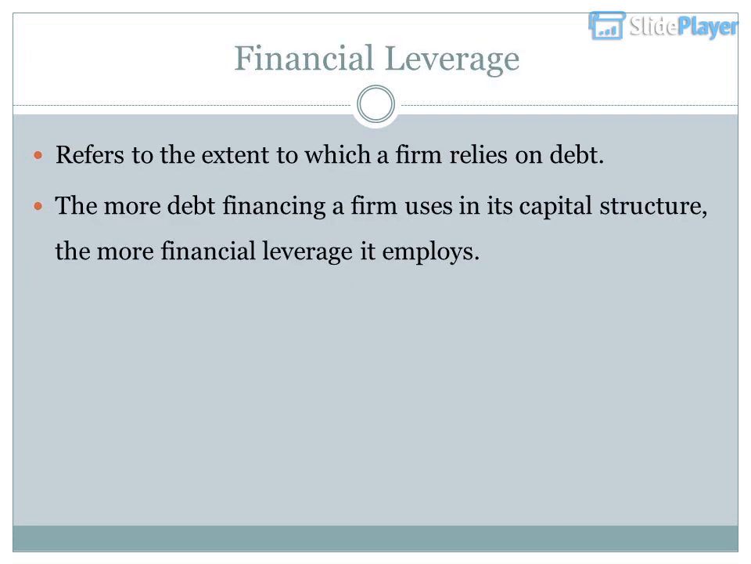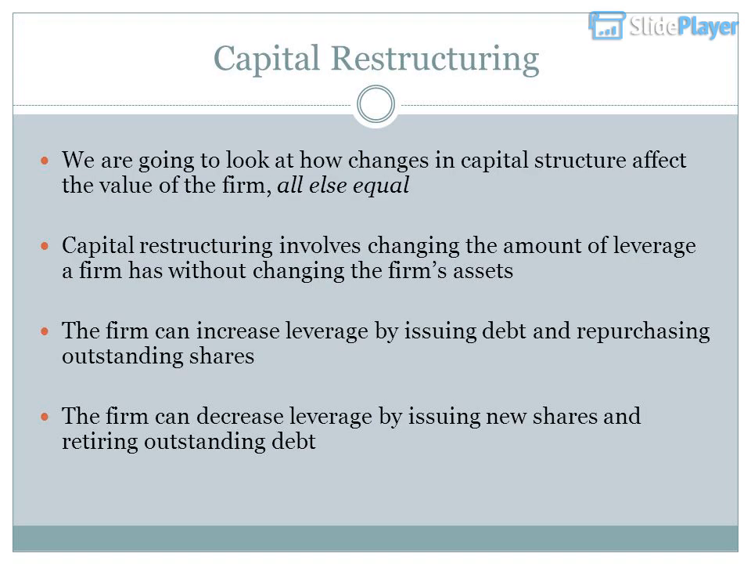Financial leverage refers to the extent to which a firm relies on debt. The more debt financing a firm uses in its capital structure, the more financial leverage it employs. Capital restructuring. We are going to look at how changes in capital structure affect the value of the firm, all else equal. Capital restructuring involves changing the amount of leverage a firm has without changing the firm's assets. The firm can increase leverage by issuing debt and repurchasing outstanding shares. The firm can decrease leverage by issuing new shares and retiring outstanding debt.